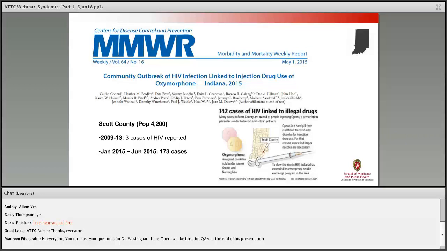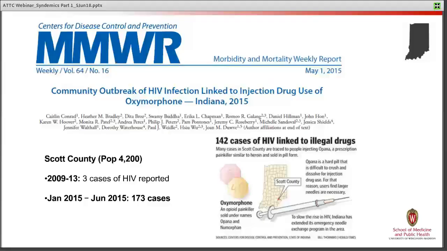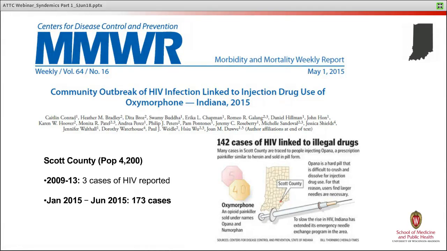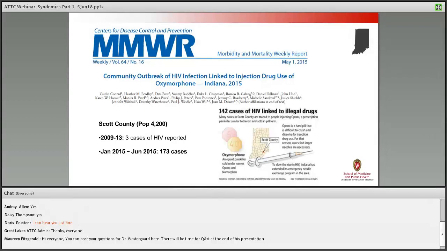But to give the highlights for those of you who may not be aware, in Scott County, Indiana, which is a rural county in southern Indiana with a population of just over 4,000, there was a cluster of HIV cases that was detected during the first half of January 2015. Historically, there was almost no HIV reported or known about in this county. In fact, over those 4 years, there were only 3 cases that had been reported. And by the time this slide was made, there were 173 cases. When I did a Google search last night to see how many have been reported to date, it's over 230.